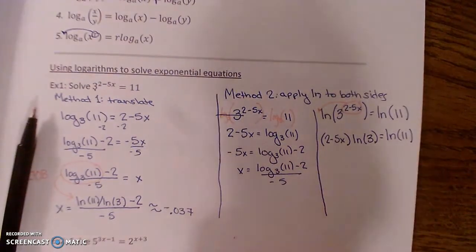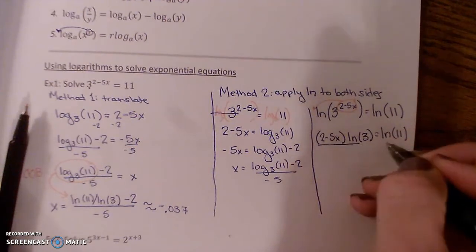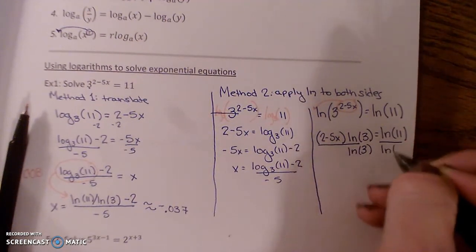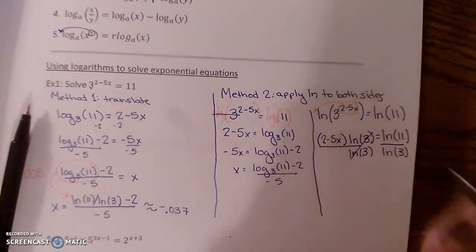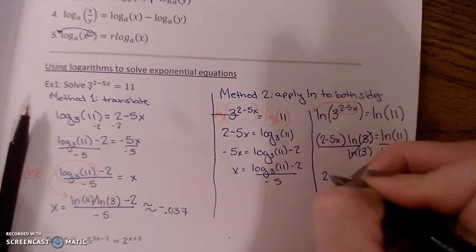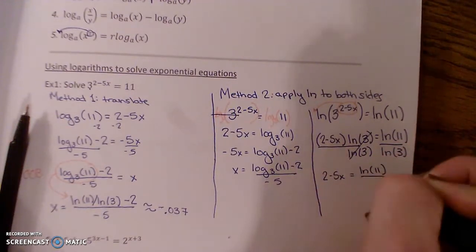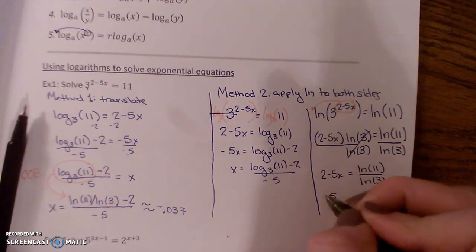Okay, natural log of 3, natural log of 11, those are just numbers. So let me divide both sides by natural log of 3 so I can get the x by itself. Now I have 2 minus 5x equals natural log of 11 over natural log of 3. Subtract 2 from both sides.